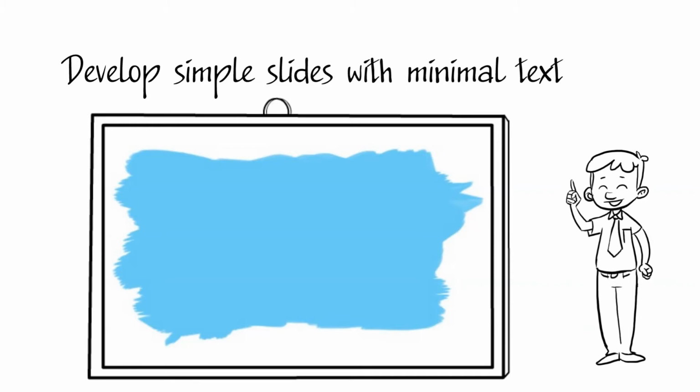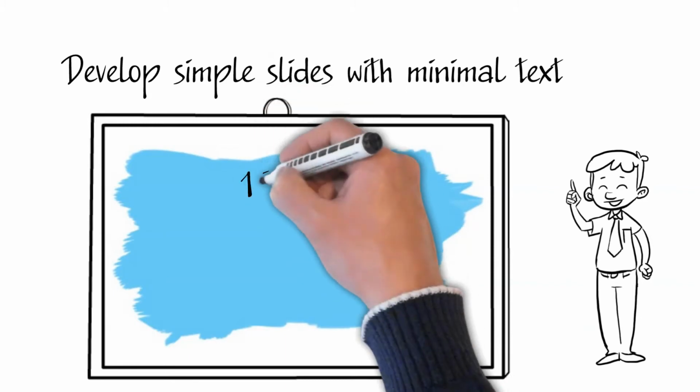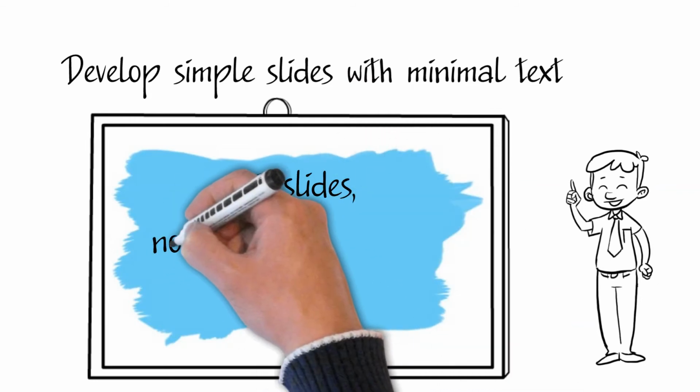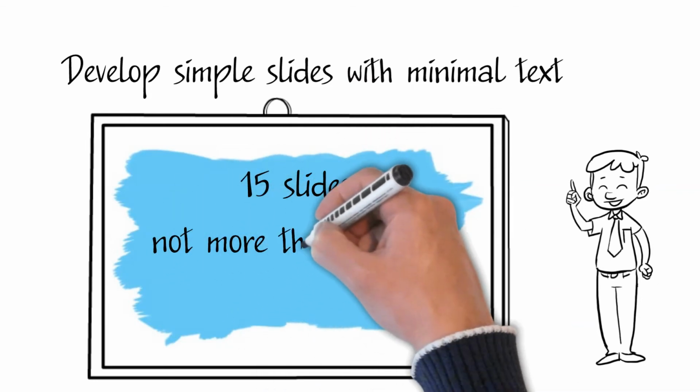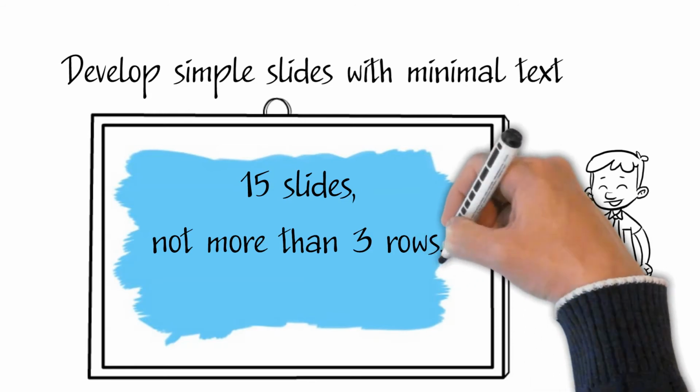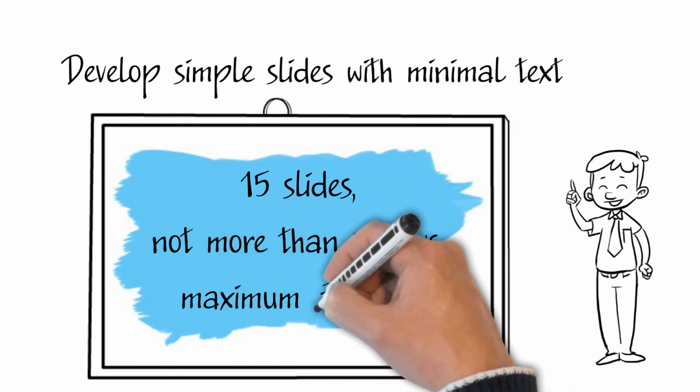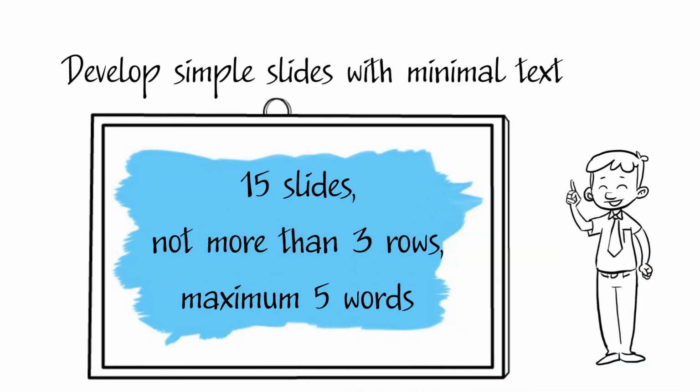In terms of numbers, it's often thought that in a 15-30 minute presentation, there should be no more than 15 slides, and each slide should have no more than 3 rows, each with a maximum of 5 words. On the other hand, different presentations addressed to different target groups require a more diverse approach, but it's advisable to try to stay around these figures.